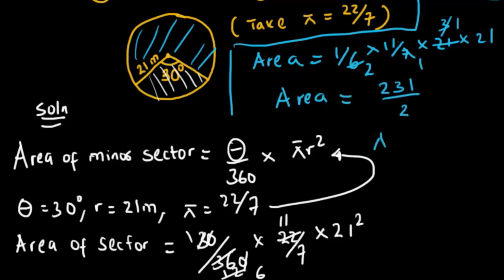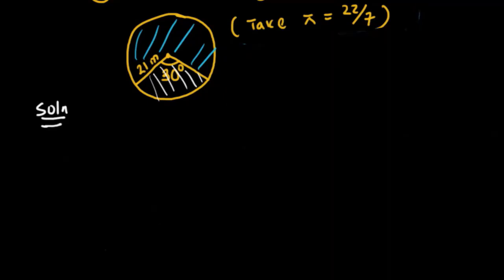So I'm having area equals to 2 in 2 is 1, 2 in 3 is 1, remainder 1, 2 in 11 is 5, remainder 1. I put a point here, add 0, 2 in 10 is 5. So I have 115.5 meters squared, and here is the area of the minor sector. Now that we are done with the area of the minor sector, let's find the area of the major sector.